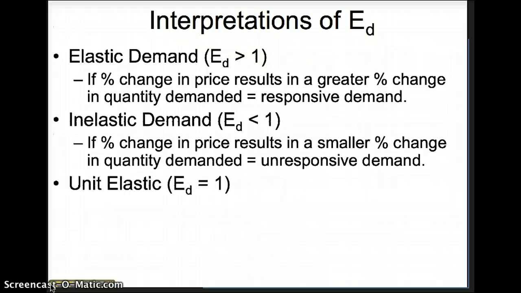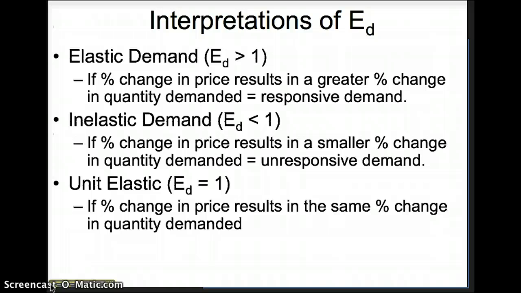Unit elastic demand occurs when the coefficient ED equals 1. A percentage change in price results in the same percentage change in quantity demanded. An example would be a 5% change in price causes consumers to change quantity demanded by 5%.